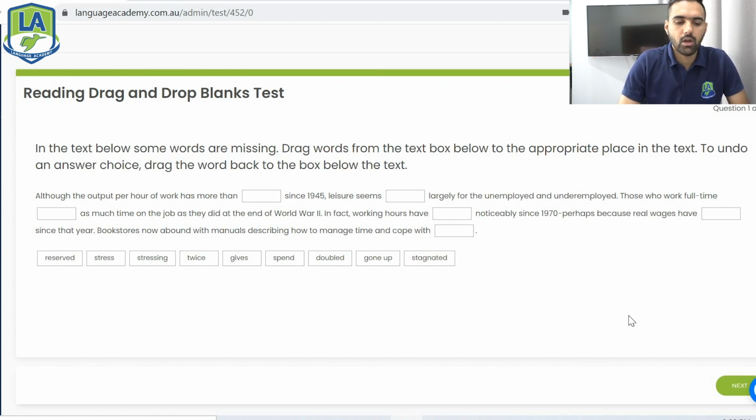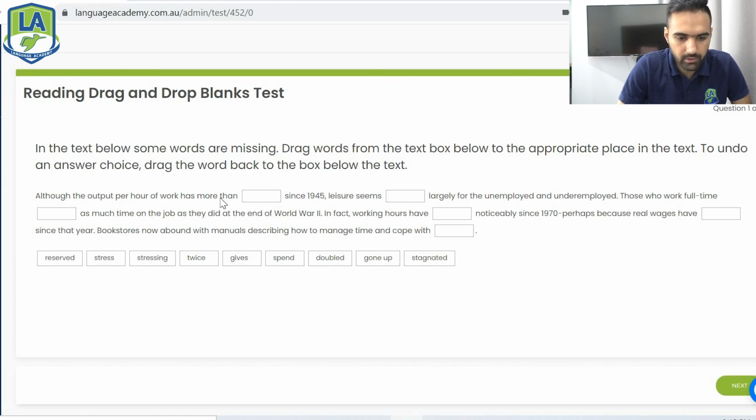Alright, let's have a look at the answers. Although the output per hour of work has more than dash since 1945, leisure seems dash largely for the unemployed and underemployed. Those who work full-time dash as much time on the job as they did at the end of World War II. In fact, working hours have dashed noticeably since 1970, perhaps because real wages have dashed since that year. Now the passage is not that clear. You are not able to figure out whether work has increased or decreased. So that's why I'm reading each and everything. Bookstores now abound with manuals describing how to manage time. Now the last sentence of this passage says how to manage time. If you are talking about how to manage time, it means you don't have enough time, which means your work has increased. So the passage is talking about the increased workload.